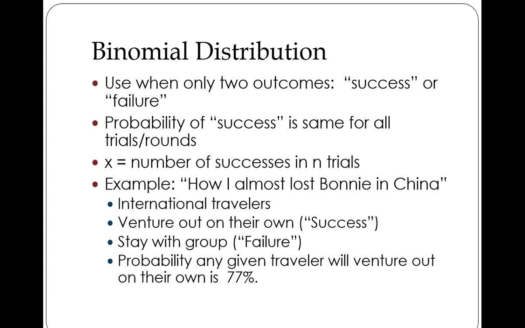And if a student stays with the group all the time, we're going to call it failure, even though Bonnie did almost give me a heart attack in China. And we're actually going to say that the probability of any given traveler venturing out on their own is going to be 77%, or 0.77. Okay, so success, the student goes on their own. Failure, they stay with the group. Probability of success, 77%.